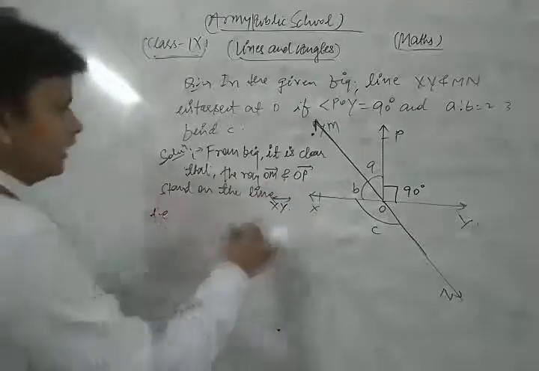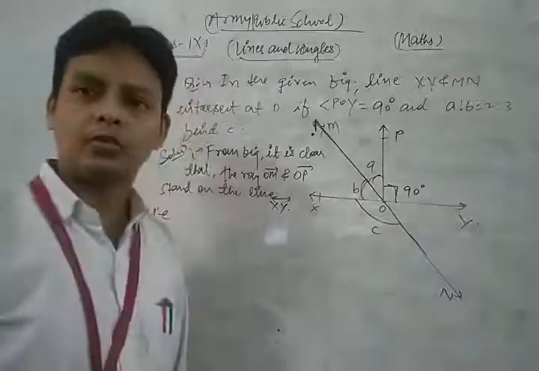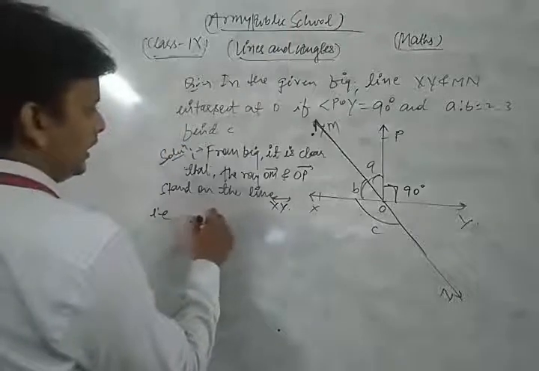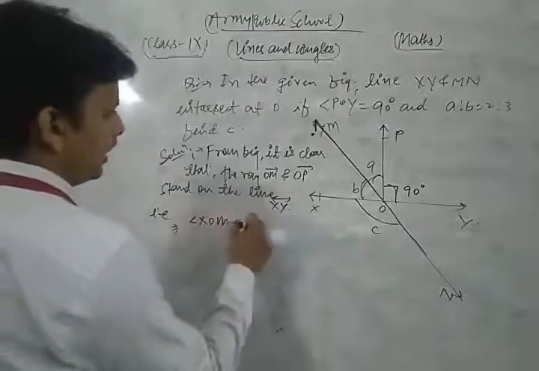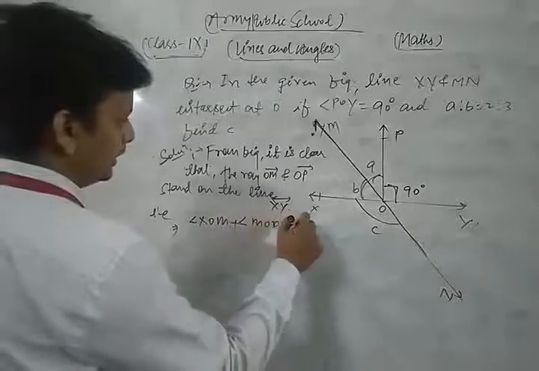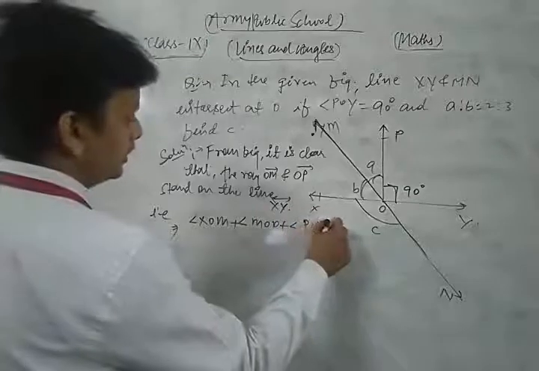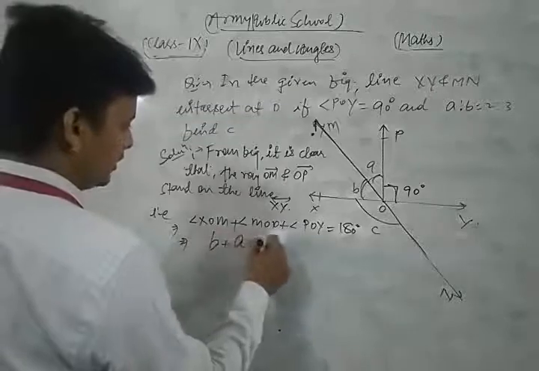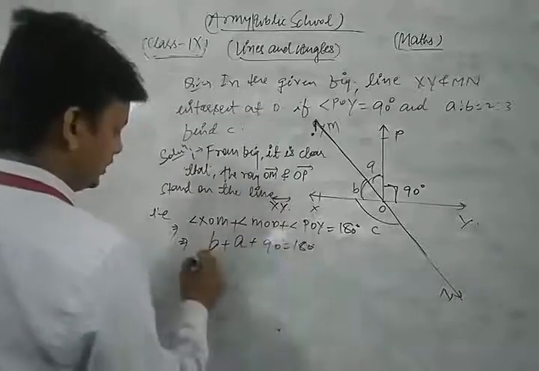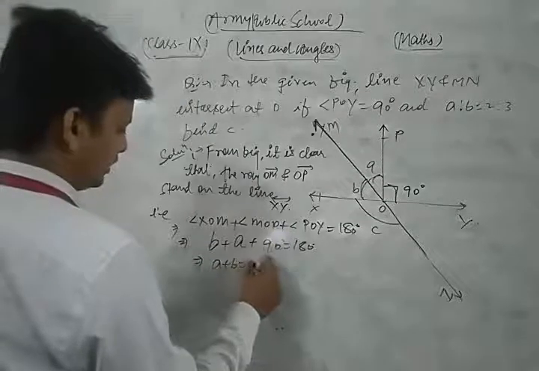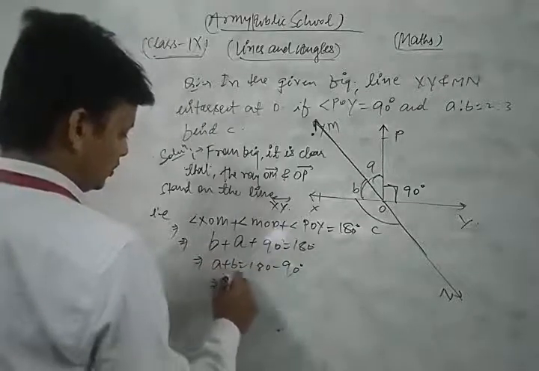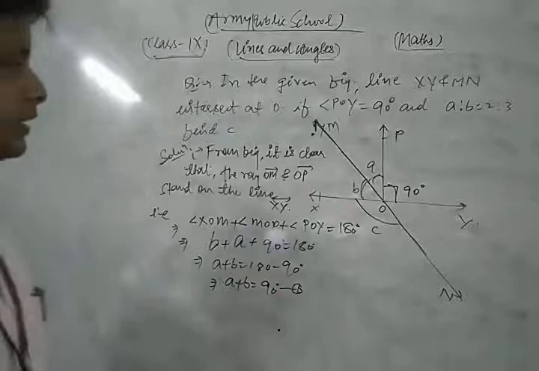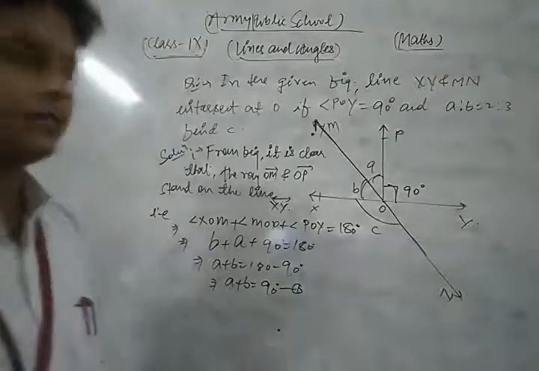That is, their sum of measures is 180 degrees. Okay. Their sum of measures means angle XOM plus angle MOP plus angle POY is equal to 180. Means angle XOM, this is B, plus A plus 90 is equal to 180. That is A plus B is equal to 180 minus 90 degrees. So A plus B is equal to 90. Equation number one.